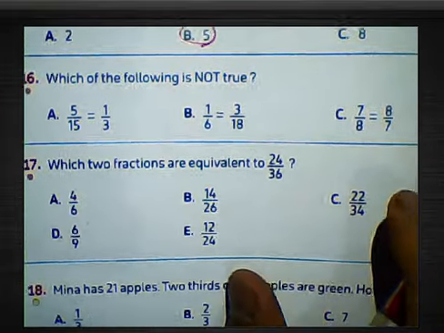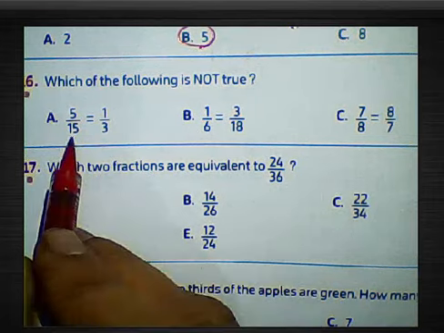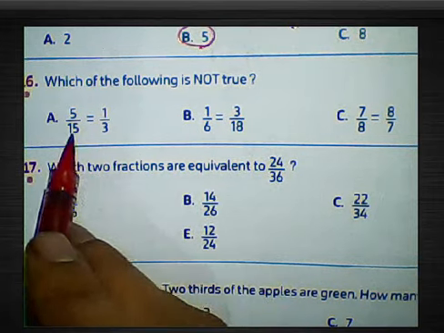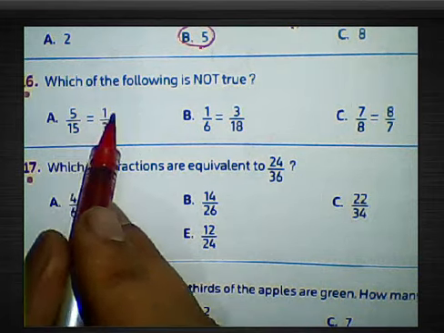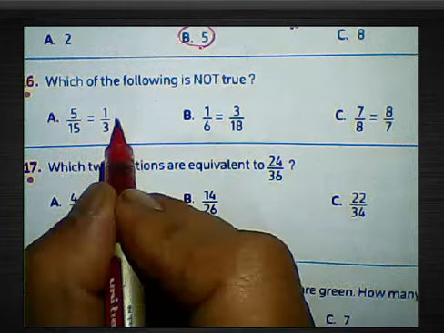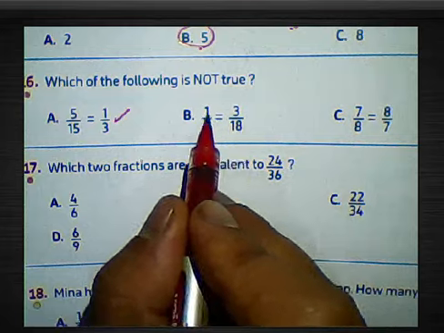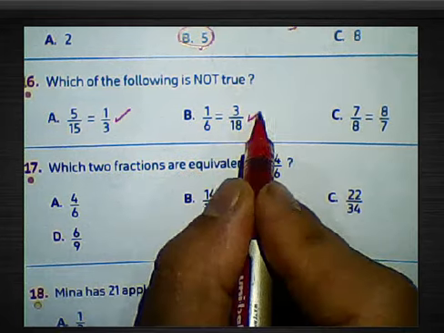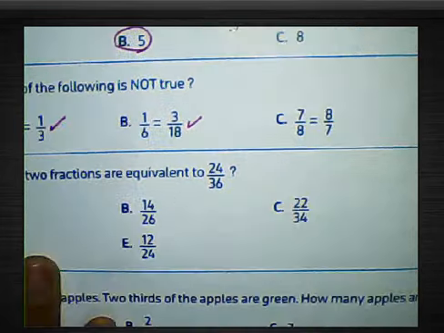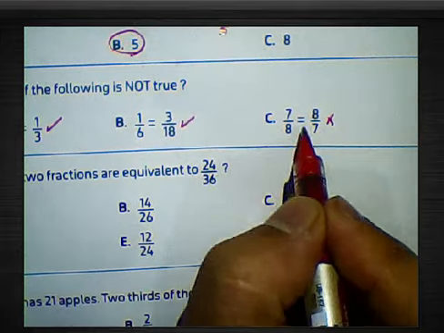Which of the following is not true? 5 over 15 equals 1 over 3. We can divide it by 5. 5 divided by 5 equals 1, and 15 divided by 5 equals 3. It is true. And 1 over 6, here 1 times 3 equals 3, and 3 times 6 equals 18. It's true. And 7 over 8 is not equal to 8 over 7.